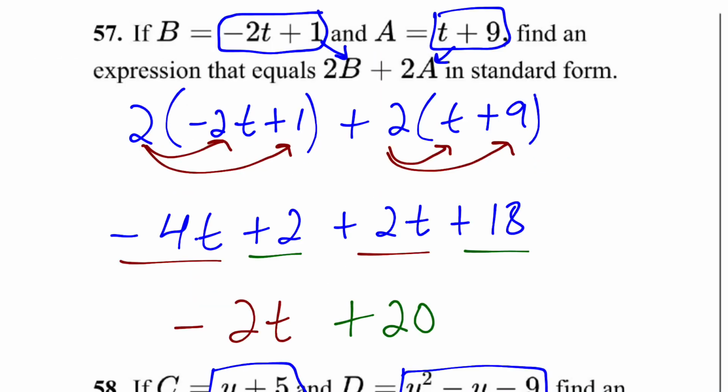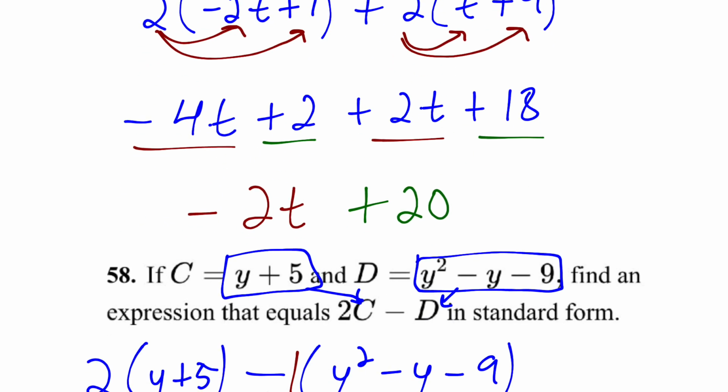57 requires substituting for b what b is equal to, negative 2t plus 1. And substituting for a what a is equal to, t plus 9. So that's the first thing I do is I write the setup. The second thing I do is I distribute the 2 to both of these sets of parentheses. If I distribute correctly, I get 2 times negative 2 is negative 4t, 2 times 1 is 2, 2 times t is 2t, 2 times 9 is 18. Lastly, combine like terms. Negative 4 plus 2 is negative 2t. 2 plus 18 is 20.